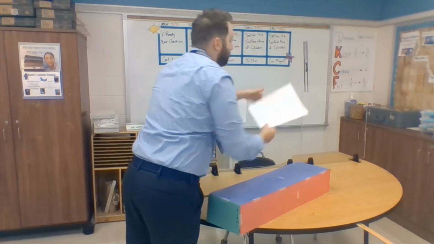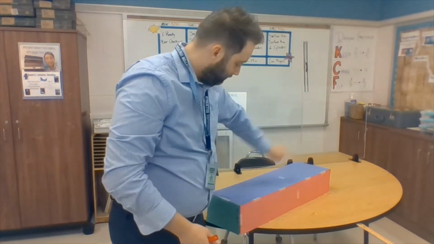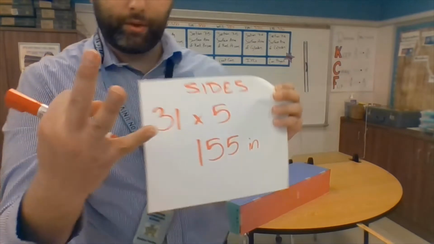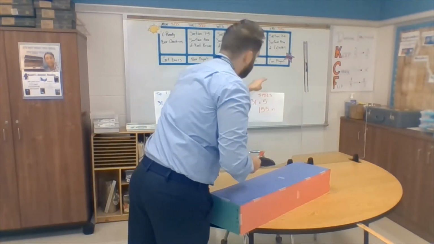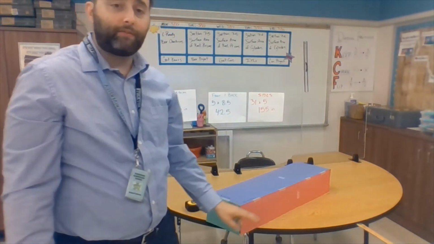And if this seems like a lot of work, I apologize. You're doing it 3 times for each one of your boxes. And now for the sides, the red. I have 31 and I have 5. So it's 31 times 5. 155 inches. Okay, so I have found 3 of my 6 sides. I found the top, I found the front, and I found the side.